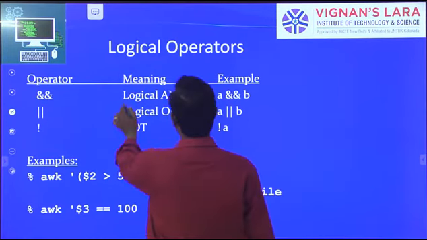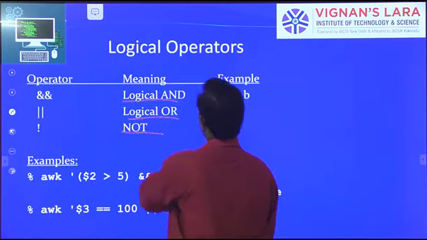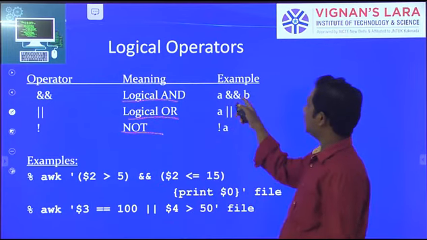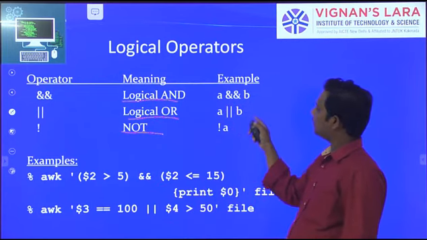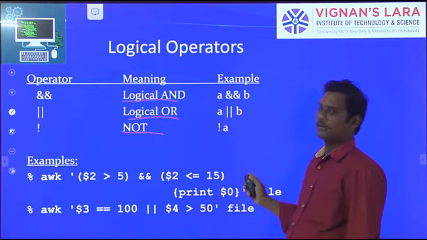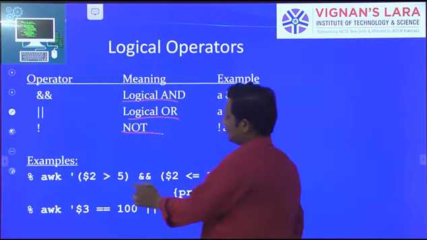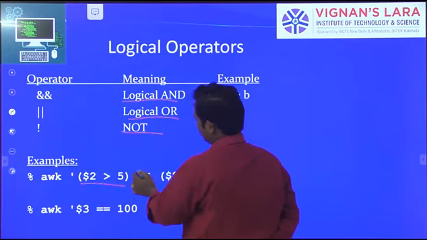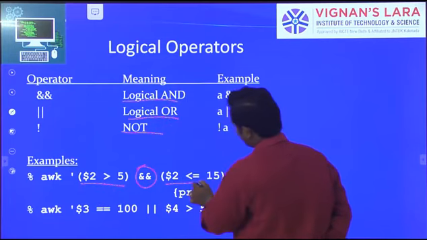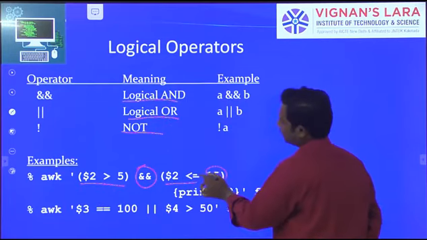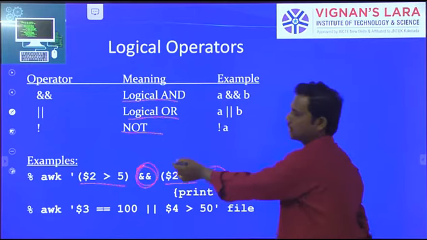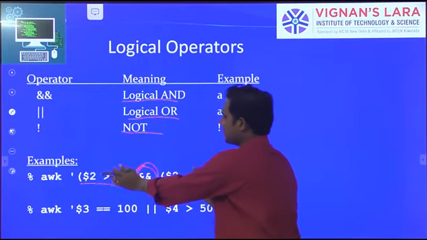So the logical operators are logical and, logical or, and not. You can see A and B, A or B, not A. So how is it used? You can see $2 greater than 5 and $2 less than or equal to 50. So this is how the and operator is used. These both are comparisons.